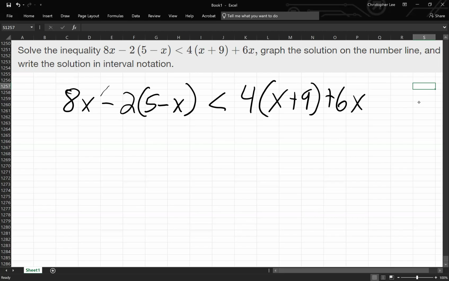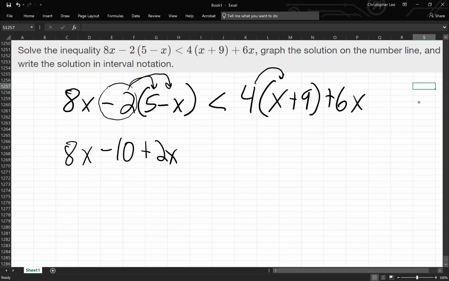So here's what I'm trying to hint at, right? It's not just the 2, it's the negative 2. That's what I'm distributing, right? Bring the negative with it, right? So this becomes 8x minus 10 plus 2x, like that, right? And on the other side, you're correct. Distribute the 4. This is less than, this is 4x plus, what's that, 36?